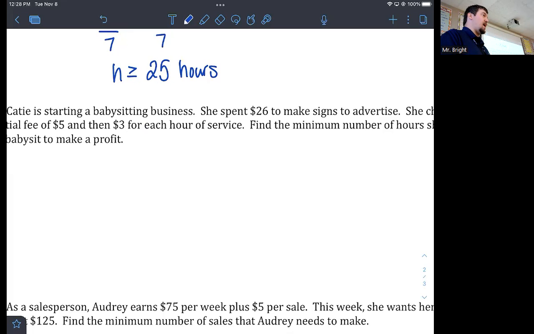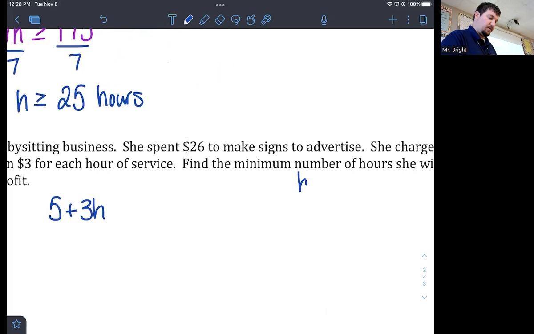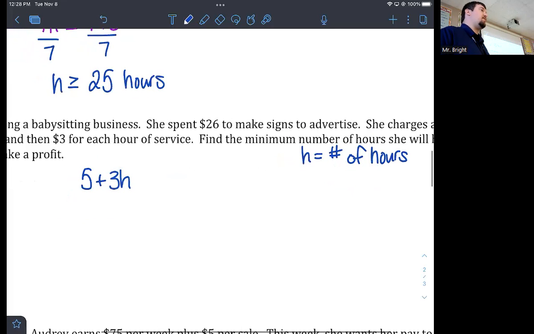She charges her clients, if you will, how much? $5. She charges them $5. Yeah, it says fee. Okay. What else? $3 for each hour. So just like before, H equals the number of hours, in this instance, that she babysits. So 5 plus 3H represents all the money she's got coming in.